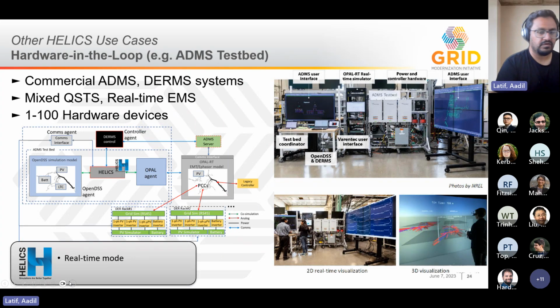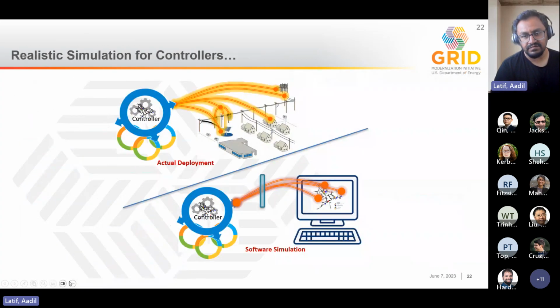So Helix is, of course, a really nice framework that allows you to do that very easily as well, right? So we've got interfaces for a lot of these different simulation tools, and because of that, we're able to study the impact of new control algorithms on large-scale systems in a much easier manner than ever before.